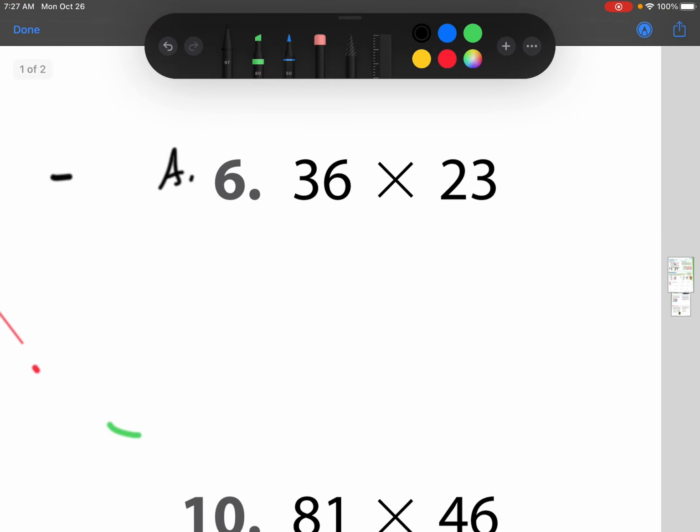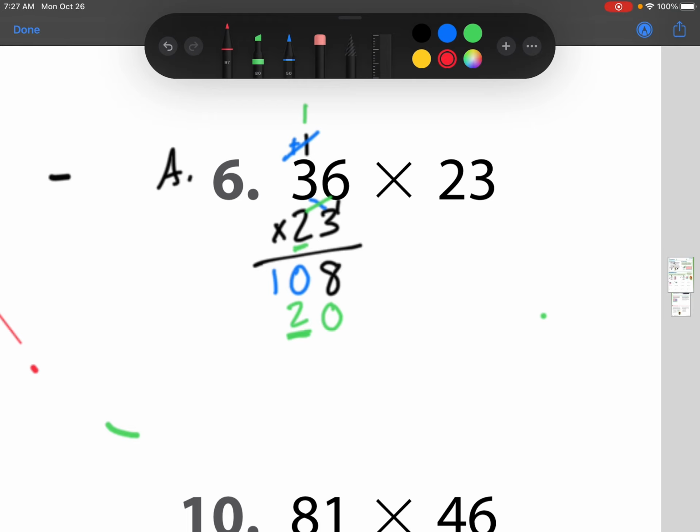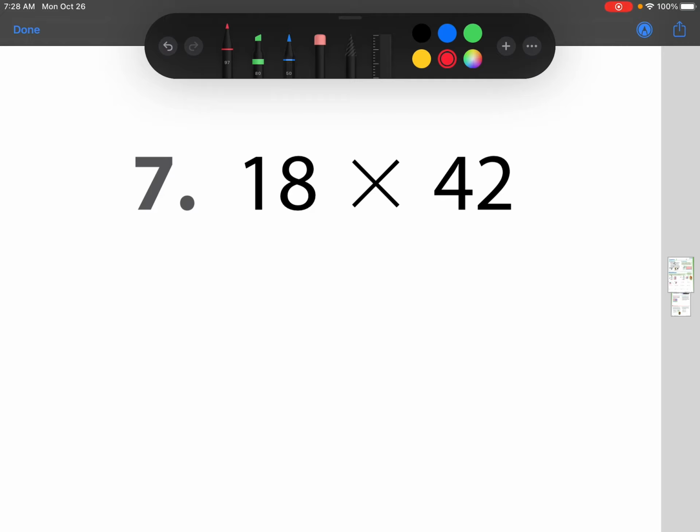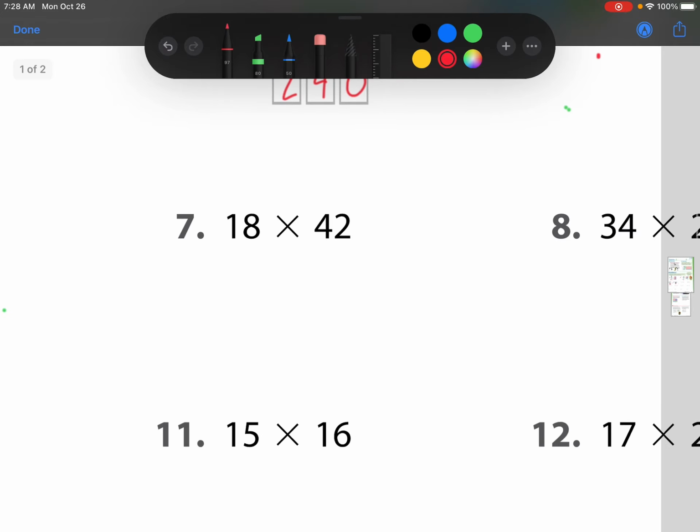Put a 0 in because I'm in my tens place value. Remember, whenever I start my tens place value, I want to start in the tens place value for my product. 2 times 6 is 12. Regroup the 1. Then we have 2 times 3 is 6, plus 1 is 7. So now let's add them up. 828.